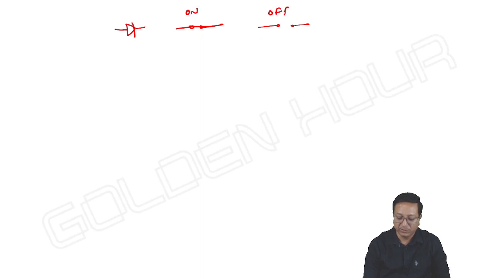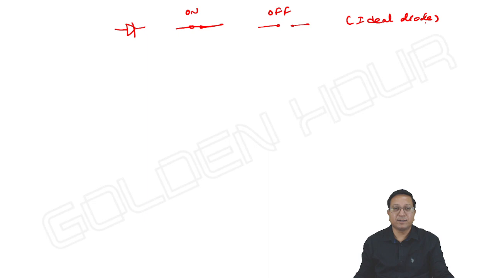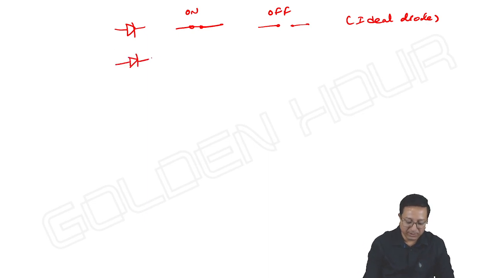So far, we have seen two models of diode. That is, the ideal diode we studied. Ideal diode means once it is on, it acts as a short circuit, and when it is off, an open circuit. And the second model is whenever the diode is on, it is represented by a voltage source kind of thing, V gamma, when it is on, and when it is off, open circuit.